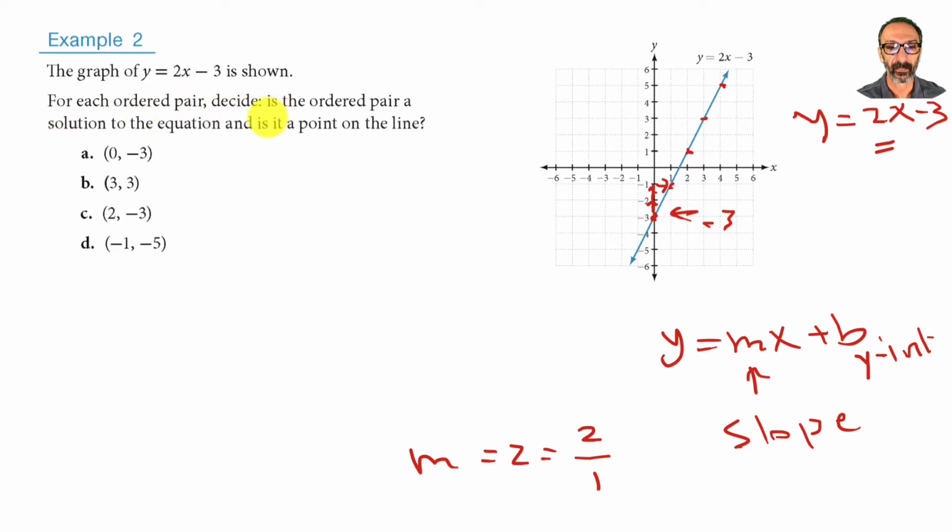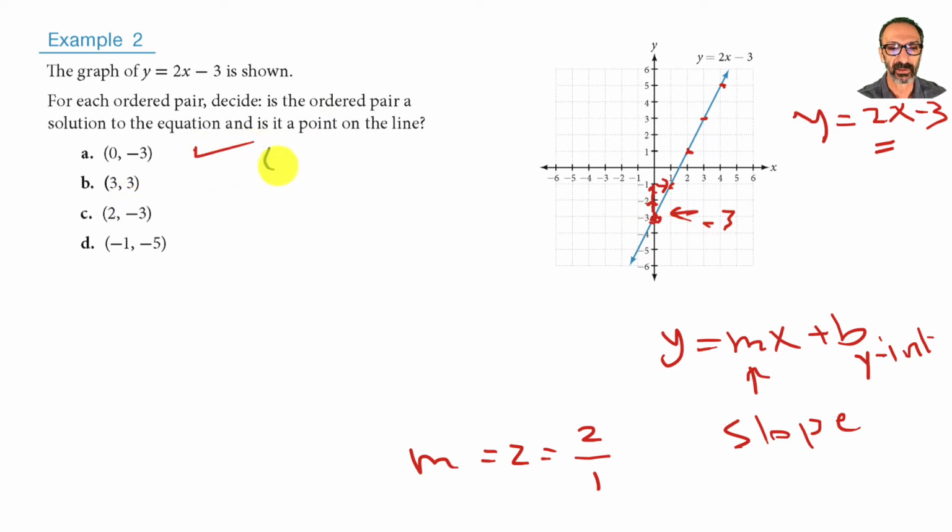For each ordered pair, decide: is the ordered pair a solution to the equation, and is it a point on the line? Well, (0, -3) is, I could see it right there. That's (0, -3). Let me use a different color.